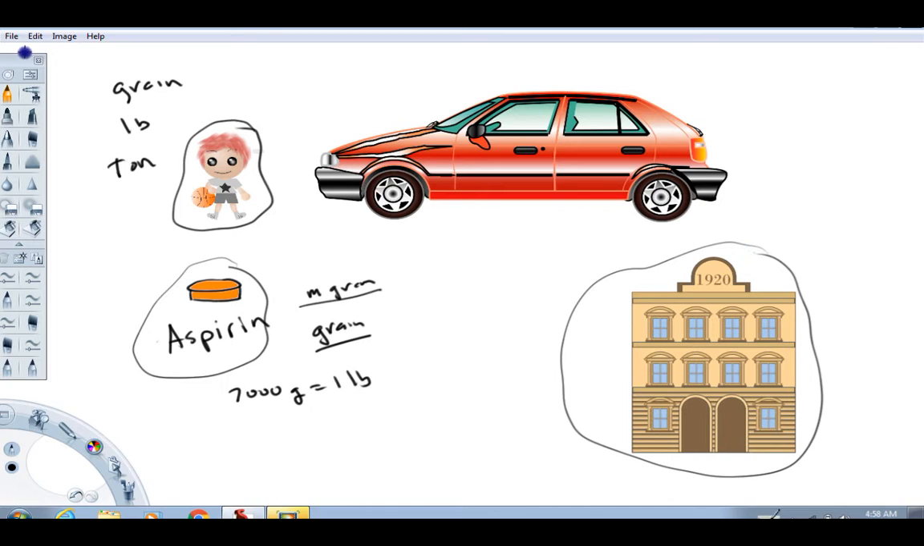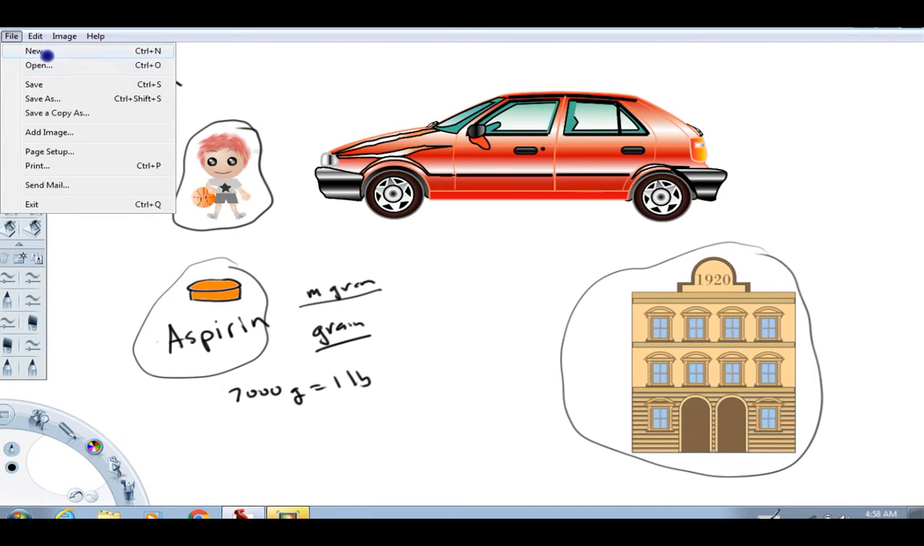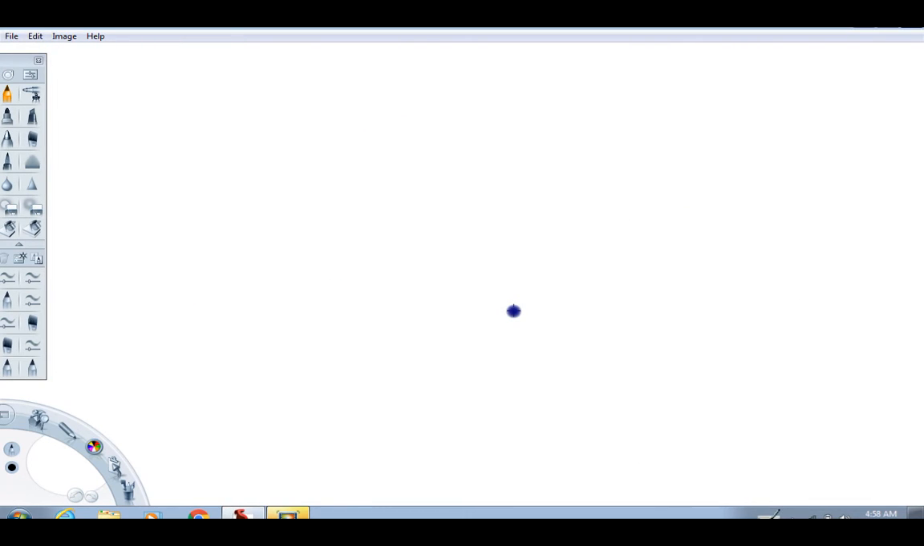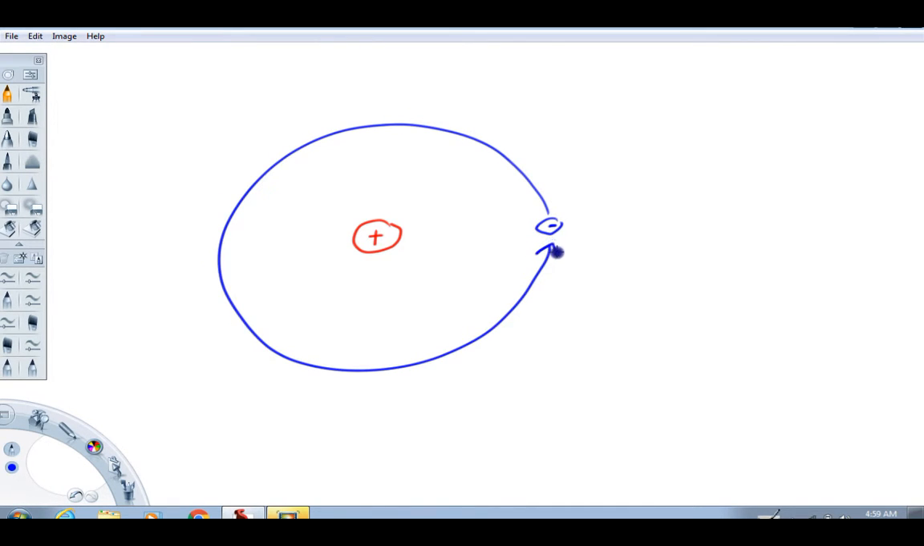So when we get down to the scale of the atom, I'm going to draw a quick model of a hydrogen atom, just really quick. So a hydrogen atom here, we've got a positively charged nucleus, and then we've got an electron out here that's going round and round.